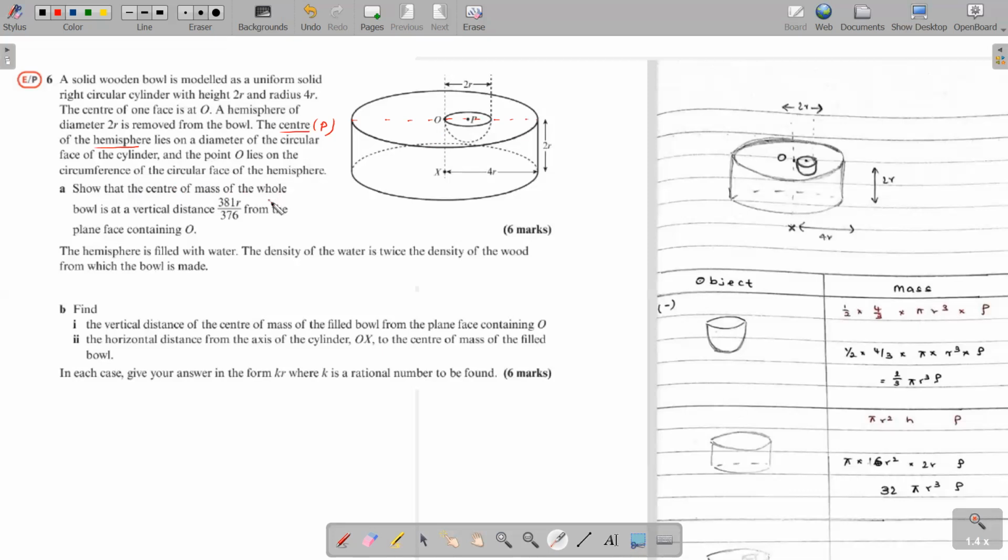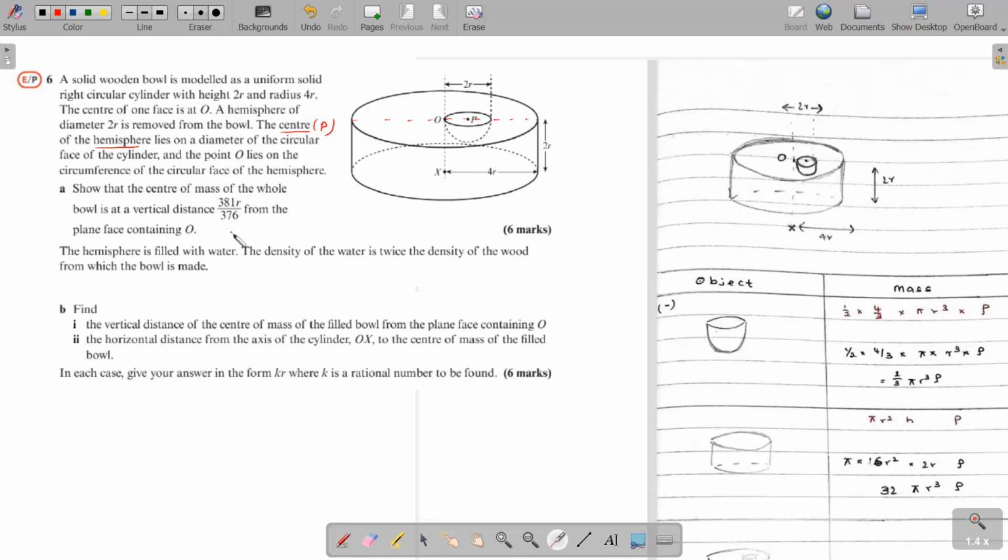Okay. Show that the center of mass of the whole ball is at a vertical distance of 381R over 376 from the plane face containing O. Okay, guys. So here's 6 marks, right? So it's a 6 mark question.